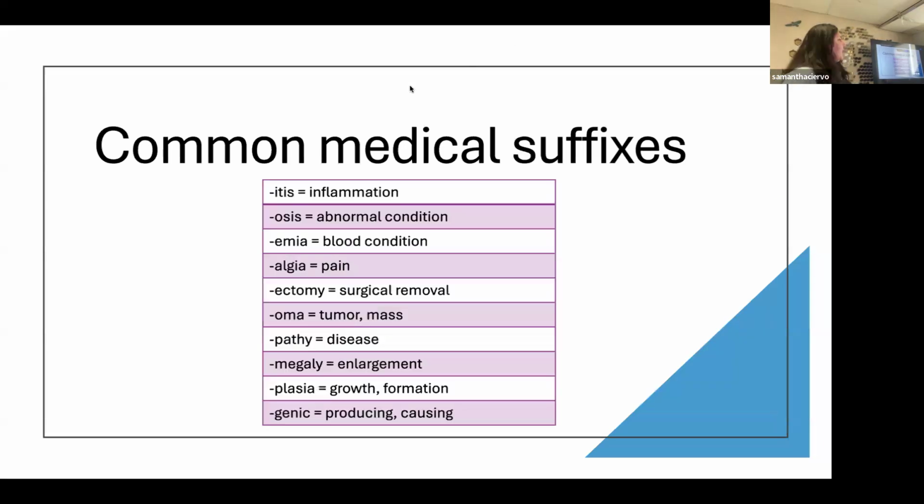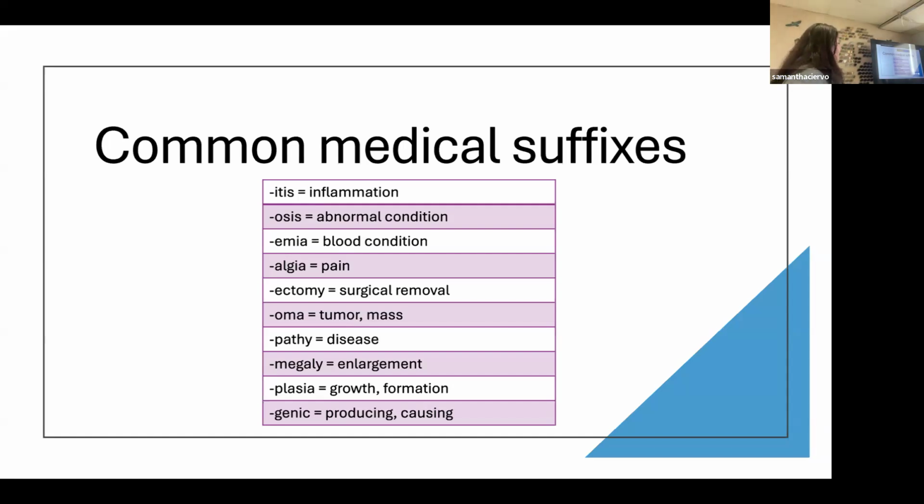Okay. So now we're going to move on to the endings of some words that can help you understand what's going on. So we have itis. Has anyone heard of conjunctivitis, where there's inflammation? Inflammation. And then some terms end in osis, like an abnormal condition. Okay. And then there's some terms that end in emia. Have you heard of something like anemia? So what do you think emia is related to? Blood. Yeah, great.